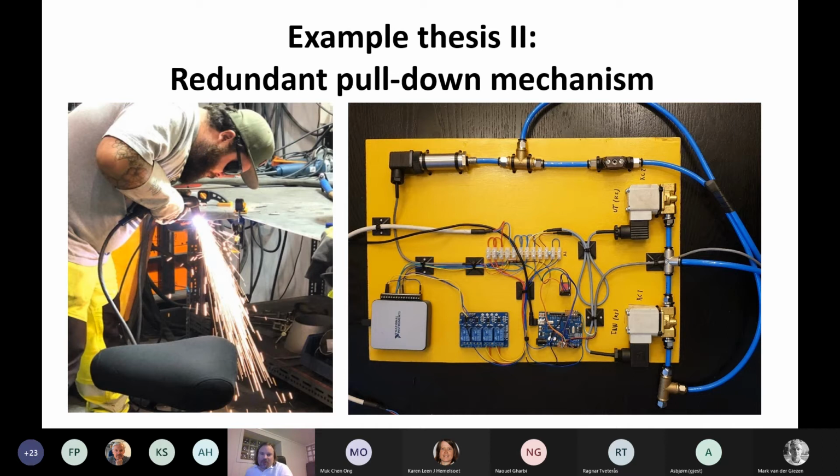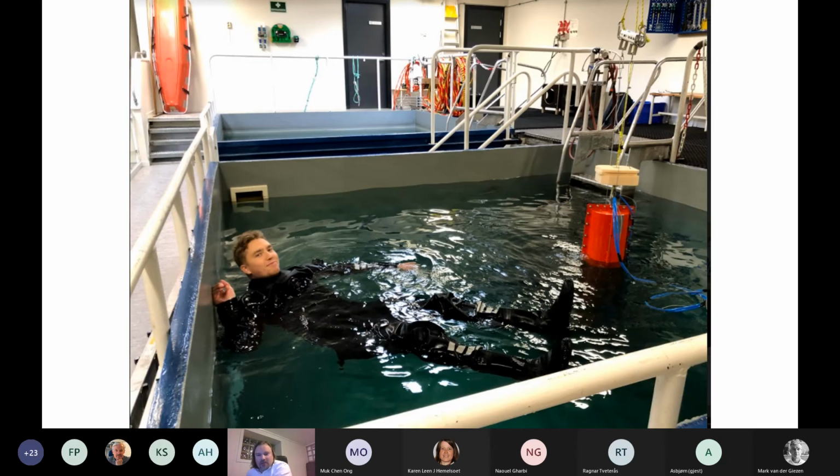These students went to the workshop, welded up a prototype, did some electronics, and if you go to the next page, they tested it in the diving school in Bergen. It may not look like it from the picture, but it also worked. In fact, it worked a lot. Great, great thesis. Again, these were nominated, or may be nominated, for the best thesis at the University of Bergen this year.